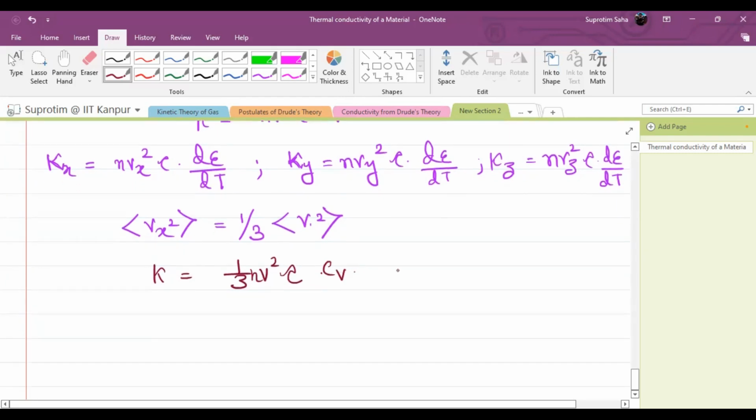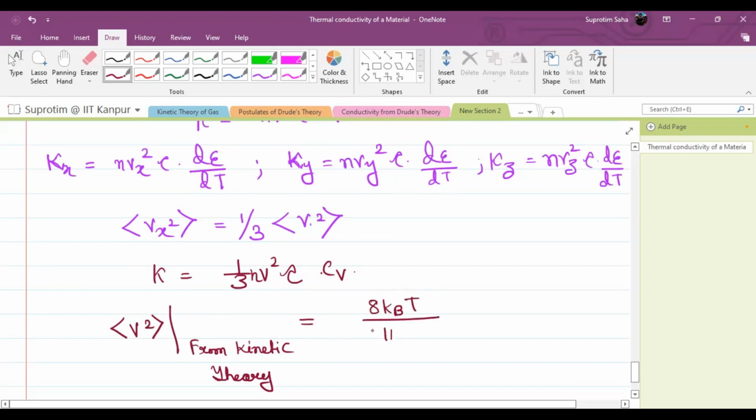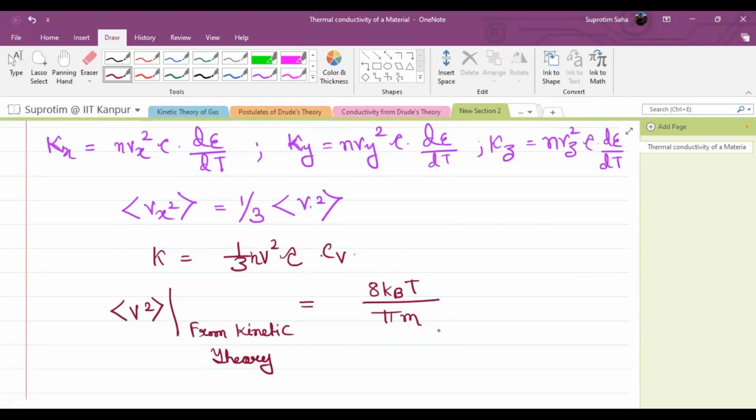So if you recall from kinetic theory, the mean squared velocity is given by, I'm writing the exact form, 8 kB T over pi times m. Here m is the mass of the particle in the sample.